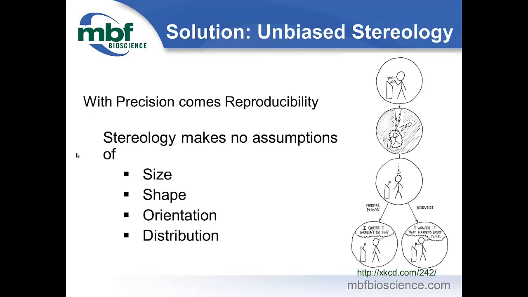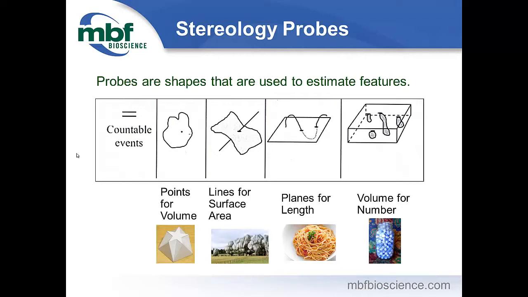Okay, so what do we mean by probes? A stereology probe is a shape, a geometrical shape, and a set of rules that guide you in using that shape to, you'll throw the probe down in the tissue, and what we want to do is count events. We want to count the interaction of the probe with the feature that we're trying to quantify.